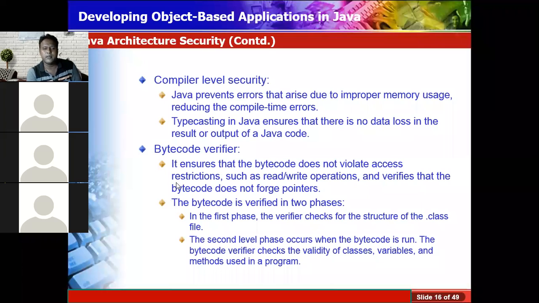It also works at runtime. The bytecode verifier ensures that type casting does not arise improperly, reducing compile time errors. Type casting in Java ensures that there is no data loss, means at runtime you can convert one value to another value. Bytecode is verified in two phases. After compilation your source code is converted to the bytecode, that is 0 and 1 form, so it is verified in two phases. In the first phase the verifier checks the structure of the dot class file, means according to the JVM specification, whether my program is written correctly or not.